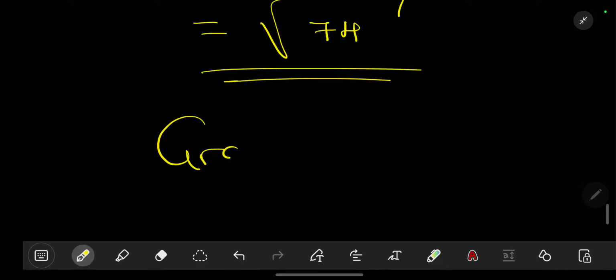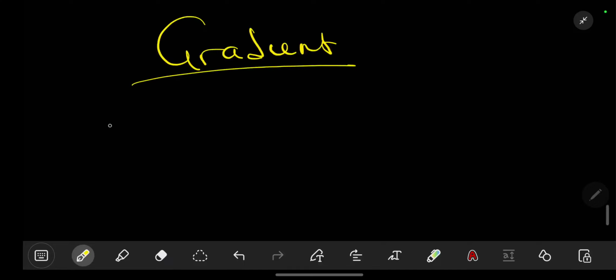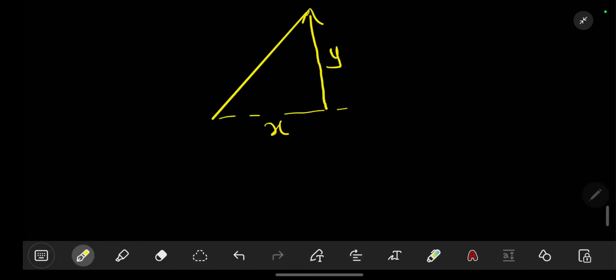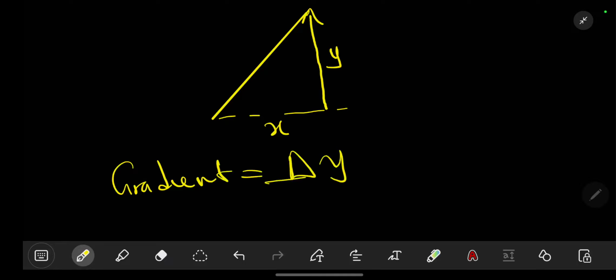Let's move on to the gradient. So how do you find the gradient? If you have a line, the gradient is the change in y, how far it is moving in the y direction. So this is the y, this is the x. So in other words, the simpler way of finding the gradient is the change in y over the change in x.